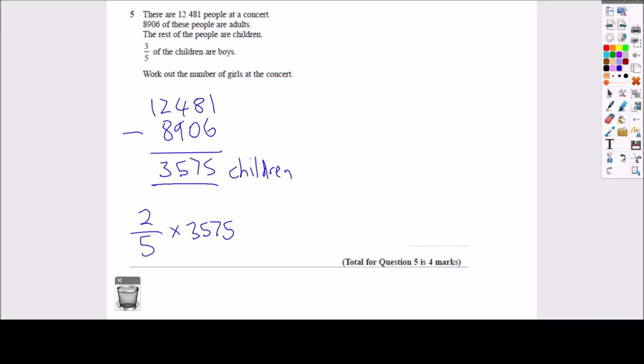Now, because it's 2/5 of a total, you just multiply these together. So if I were you, just use your fractions button on the calculator. That's the third one down on the left where you've got the white rectangle over the black rectangle. So put 2/5 into that. Multiply this by 3,575 and we get 1,430. Now, as I said, you may have done it a different method. As long as you got 1,430, you will get full marks.